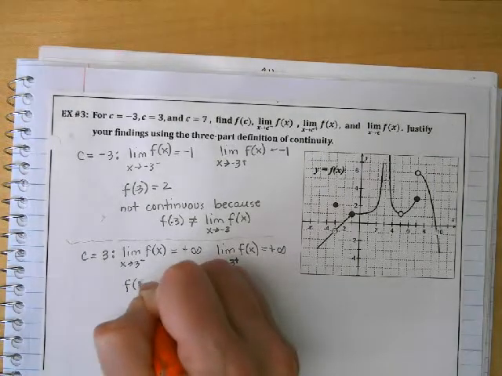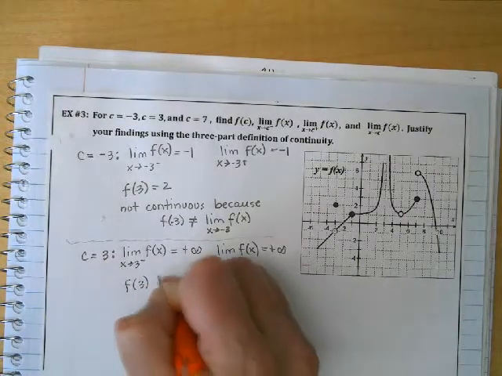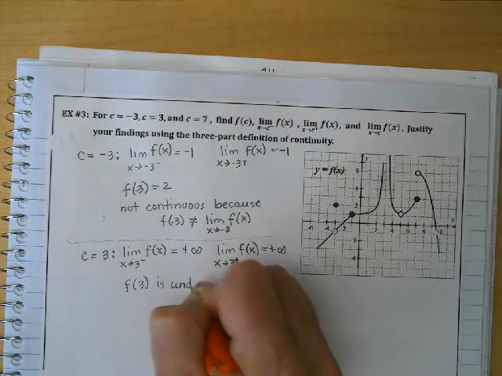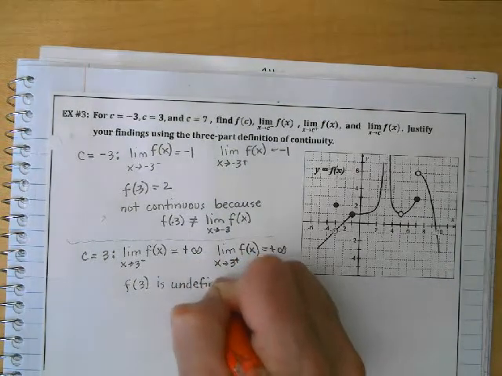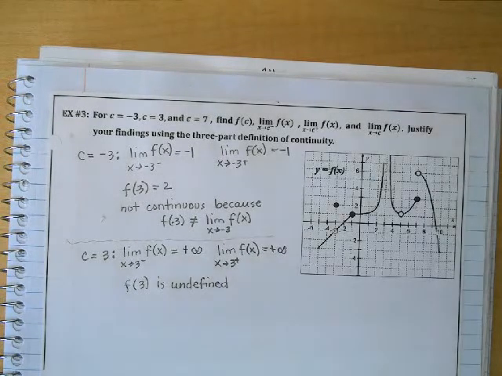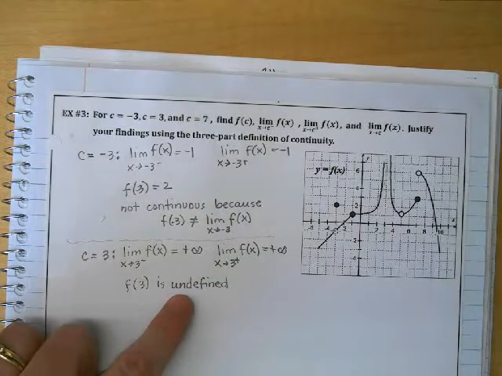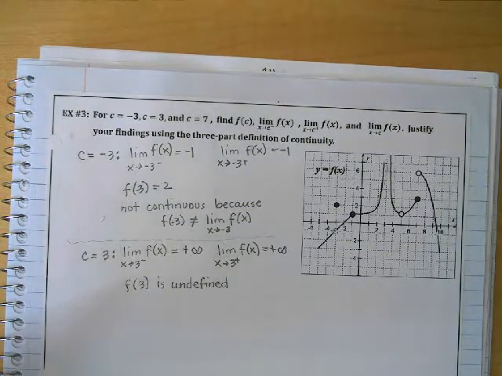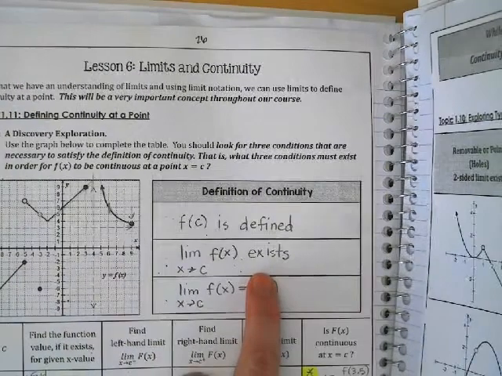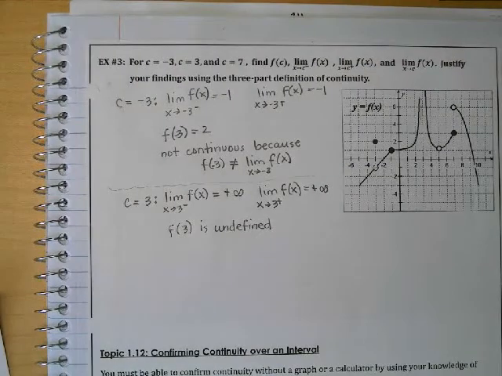And f of 3 is undefined. Now, I want you to be careful on this one because it's kind of tempting to go, well, that sort of does not exist, and that sort of does not exist. But remember one of those very subtle things in our rule, as we go back here, the limit had to exist. Okay, so that one's tempting because they all sort of don't exist.